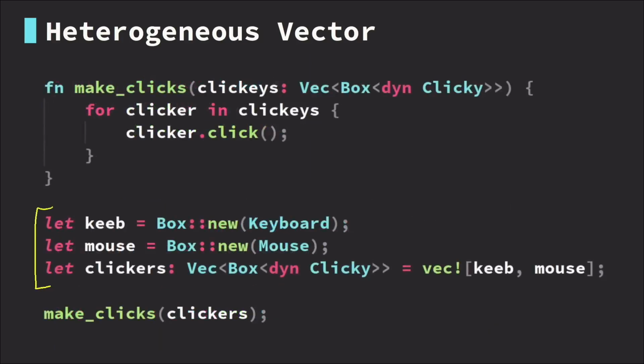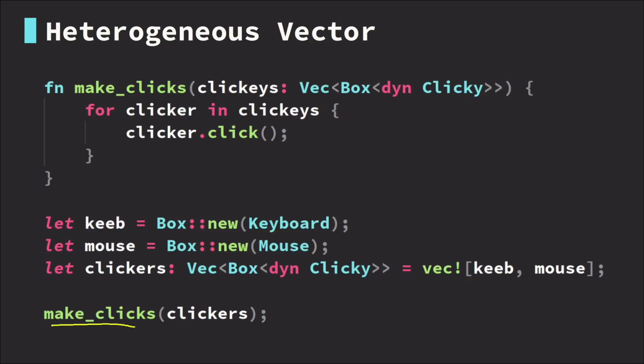Now that we have our vector created, we can utilize it using a function. So here at the top, we have a make clicks function that takes a clickies, which is a vector containing a box containing a dynamic Clicky trait object. So what we can do is add a keyb and a mouse. They're being boxed up. We can put them into a vector using the vec macro with our keyb and mouse. So our vector here has two separate things. It has a keyboard and it has a mouse.